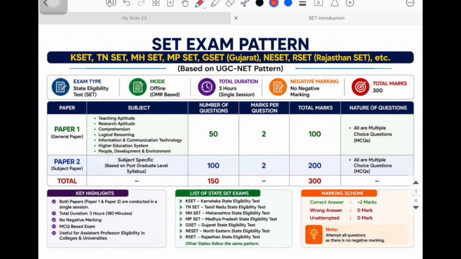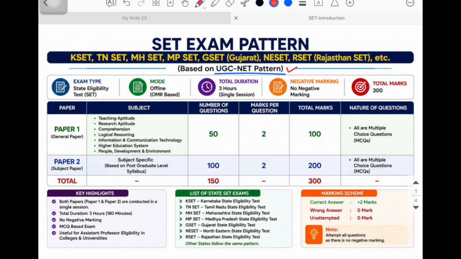First, we will discuss the question patterns of the different states. The State Eligibility Test question pattern is exactly identical to the UGC NET pattern. Don't confuse it with CSIR NET. CSIR NET is for science subjects, and the question pattern there is part A, part B, part C. We have three parts, where part A is the general paper, part B is 3.5 mark, and part C is 5 mark. Not that pattern.